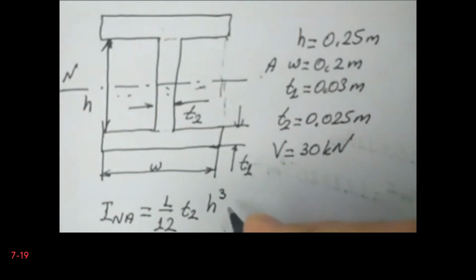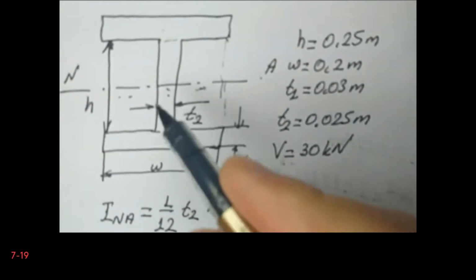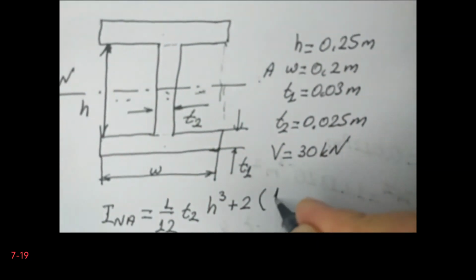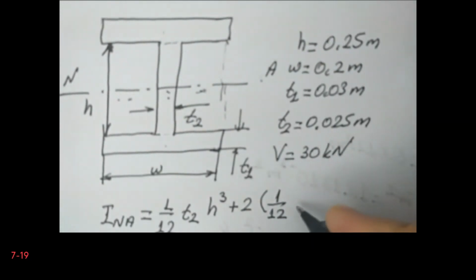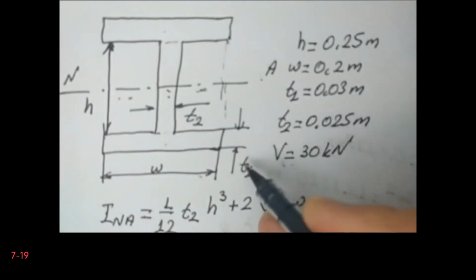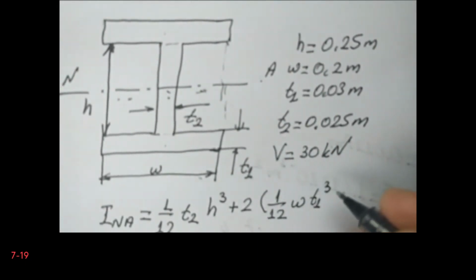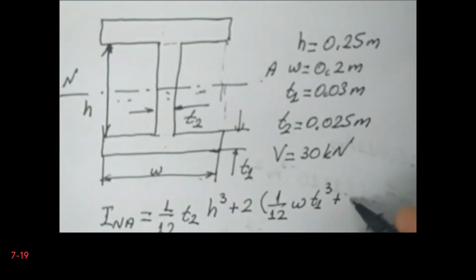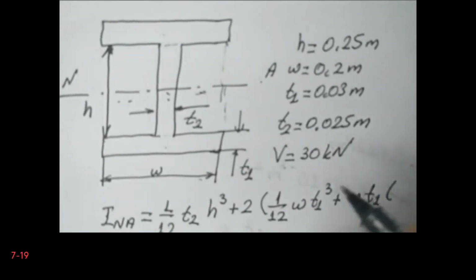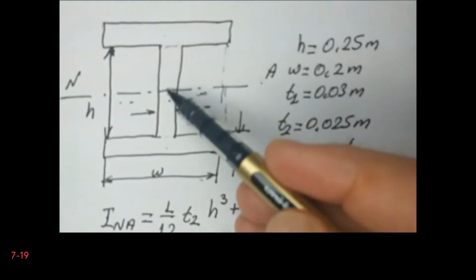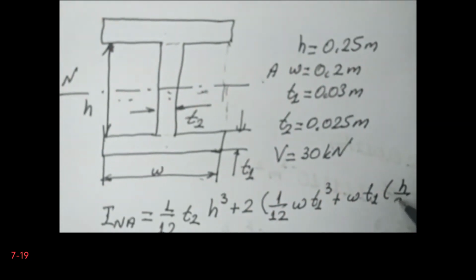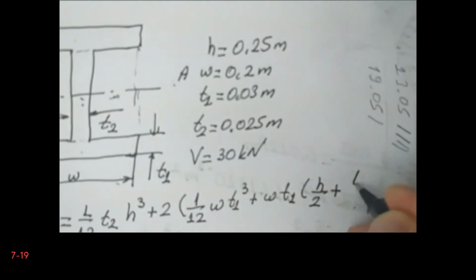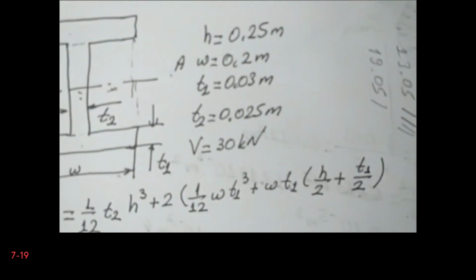Plus I have two flanges here, so it is 1 over 12. The width is W and the height is T1, so T1 cube. Then I will shift it to the neutral axis, so the area is W multiplied by T1, and the distance of each flange to the centroid is h divided by 2 plus T1 divided by 2. This is one way of calculating the moment of inertia. In fact, it's identical. I will show the other way.